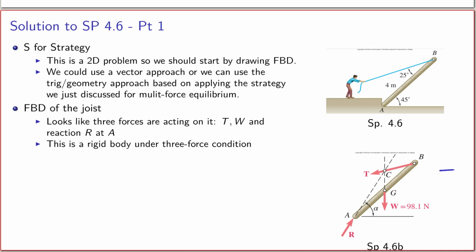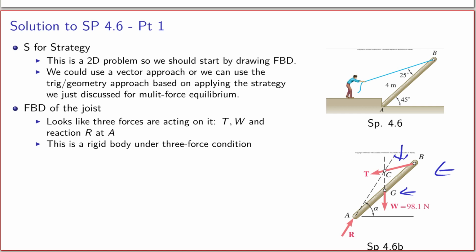So shown here is the FBD. At point B, I have the tension T, and since we are not given specific details about the joist, we can assume that its mass is uniform throughout its length, and that means its weight is going to act at the center of this joist. So that's what is marked out here, G. And then we have a reaction force acting at point A, that's pushing on the joist.